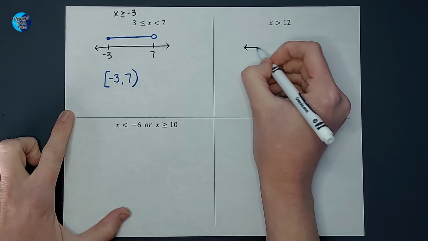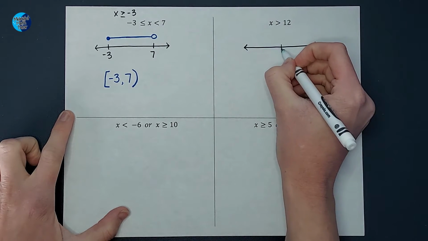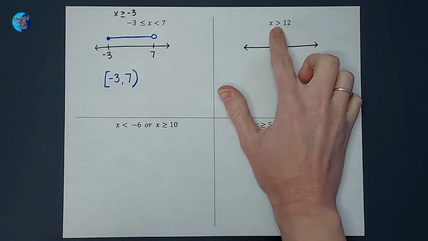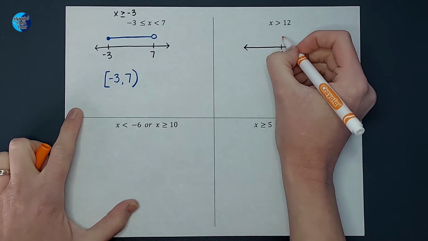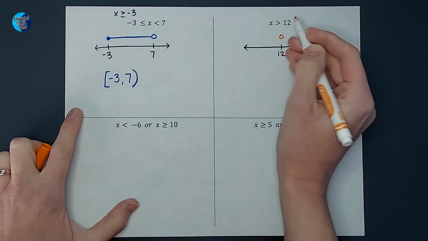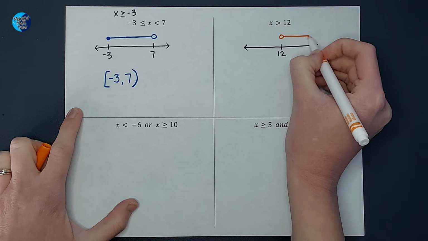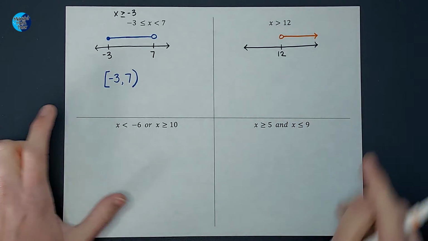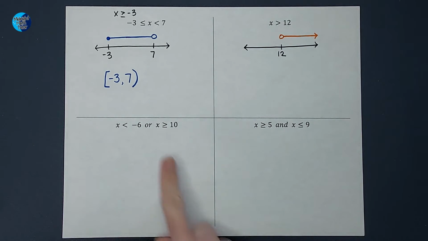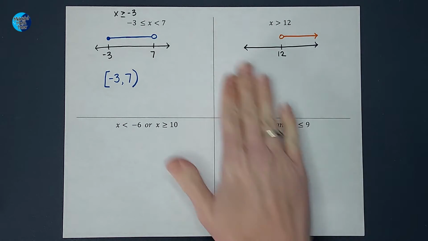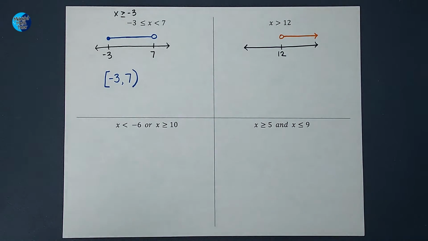Here is my very complicated graph. All right, so we've got 12 there. x is greater than 12. There's no equal to sign, so I'm going to do an open circle. And x is greater than or bigger than 12, so it's all the numbers over here, literally forever. There's no second one, so that is all the numbers x can be, anything bigger than 12.